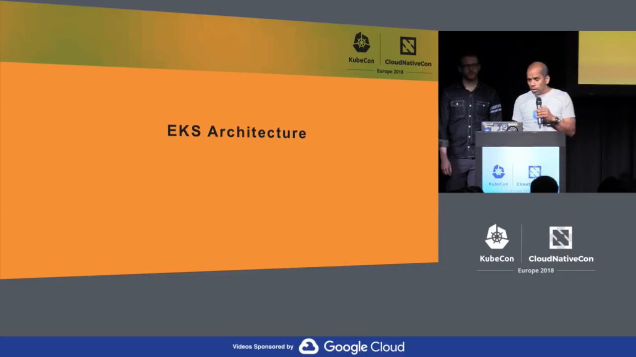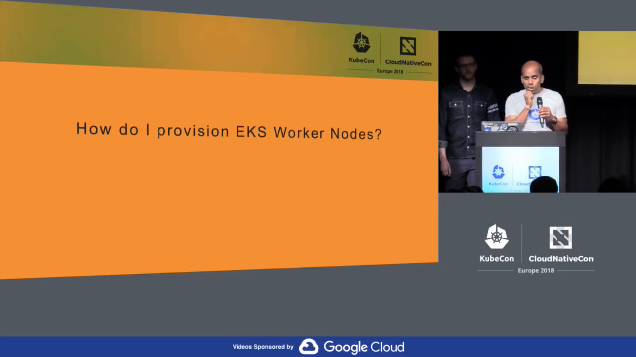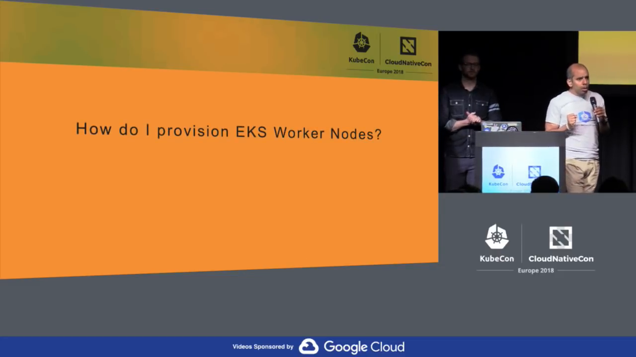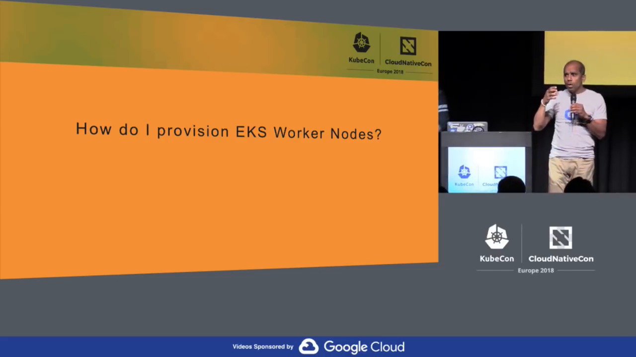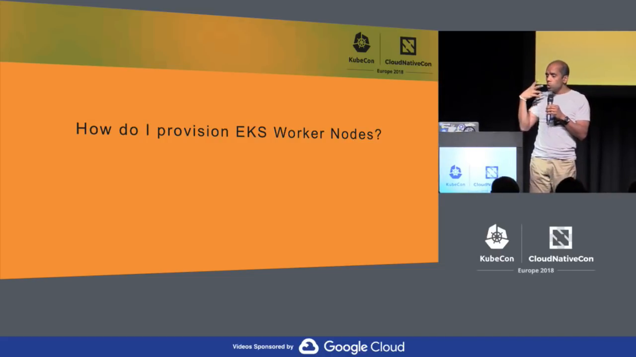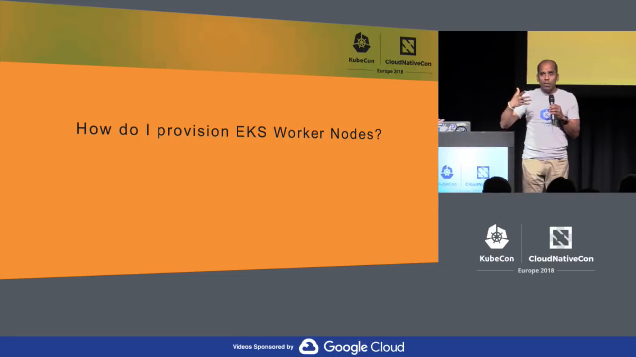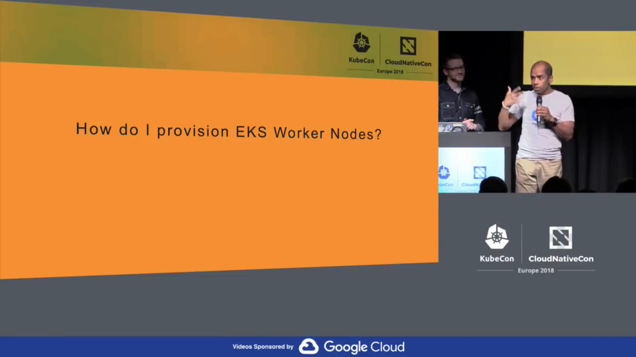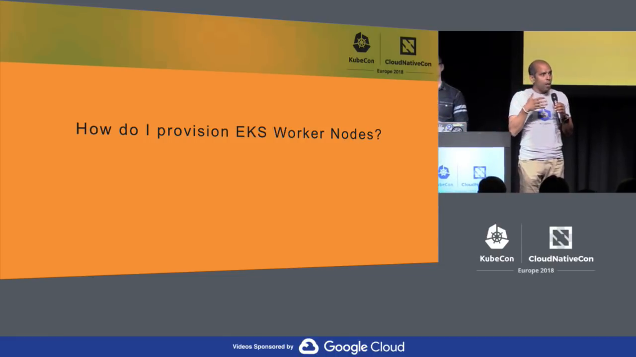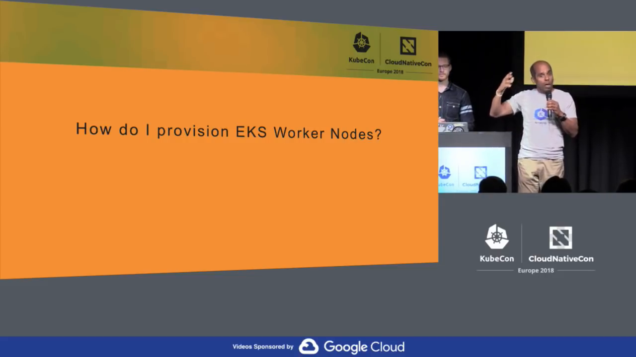Let's talk a little bit about the EKS architecture. So how do I provision EKS worker nodes? Now, we provide you a pre-configured AMI. As part of that, essentially, you get an Amazon Linux 2-based AMI. And on that AMI, we have the right Docker version, the kubectl version, the kubelet, and all the components that you need pre-configured for you.